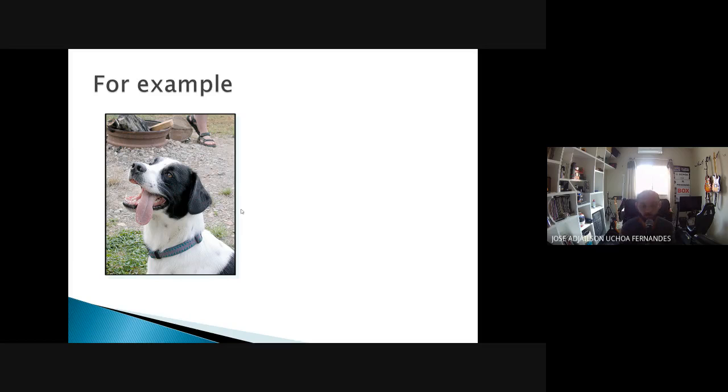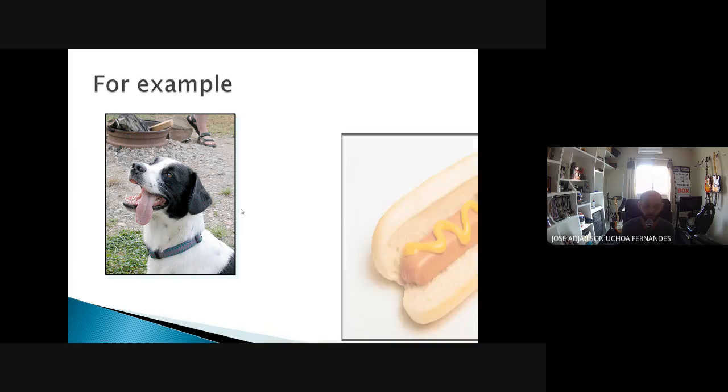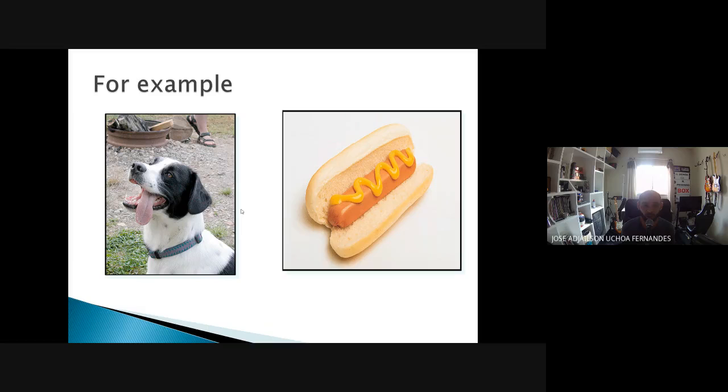So this dog is kind of beautiful. You can say it's a hot dog, but it's completely different from a hot dog. Just silly examples for you to notice the difference in pronunciation.